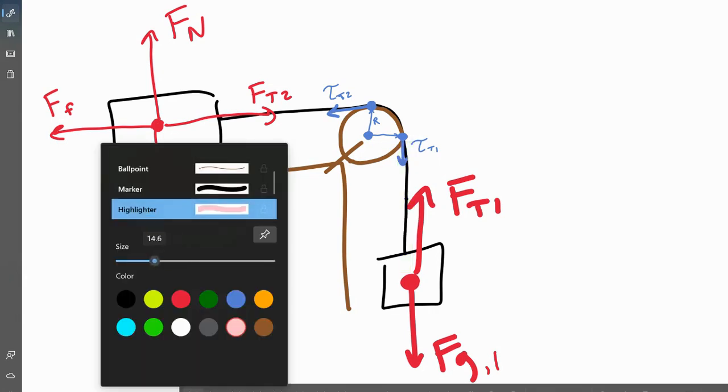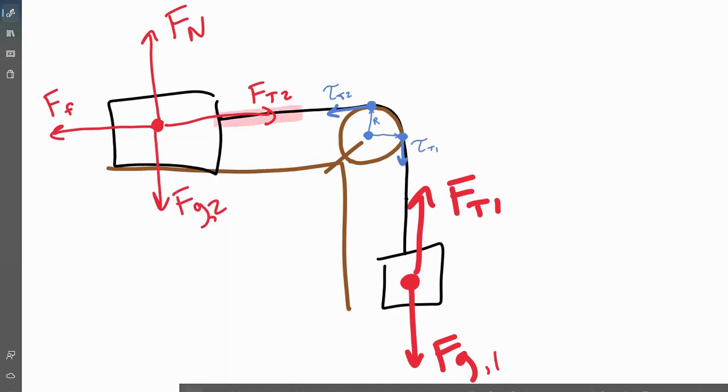This rope right here. What is that rope pulling? That rope is pulling mass 2. Okay. The difference, that rope is just pulling mass 2.